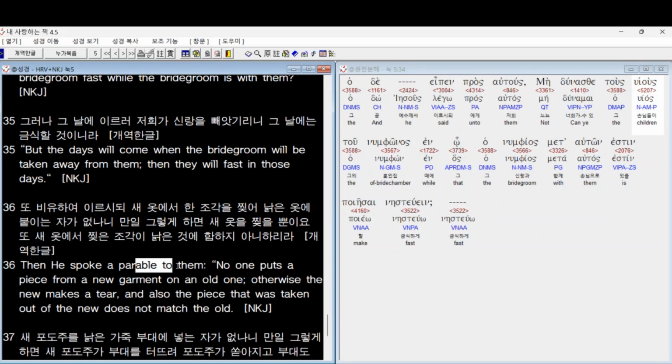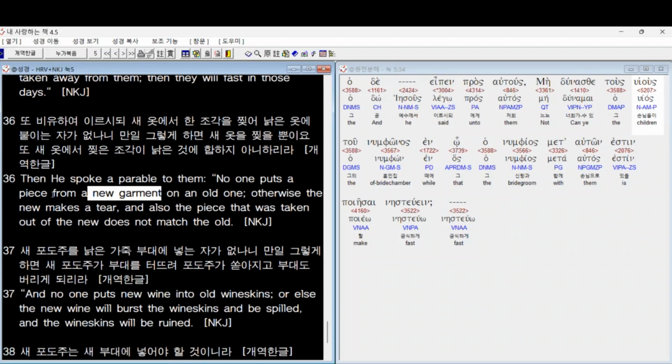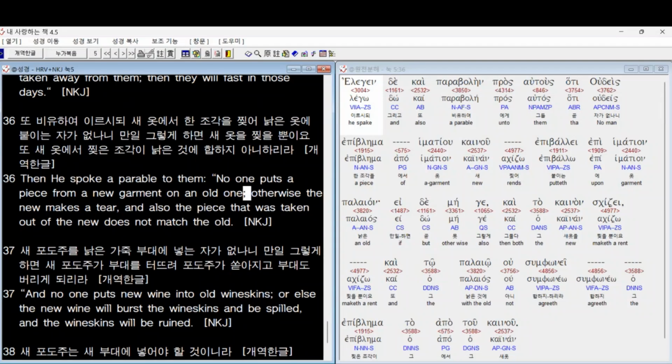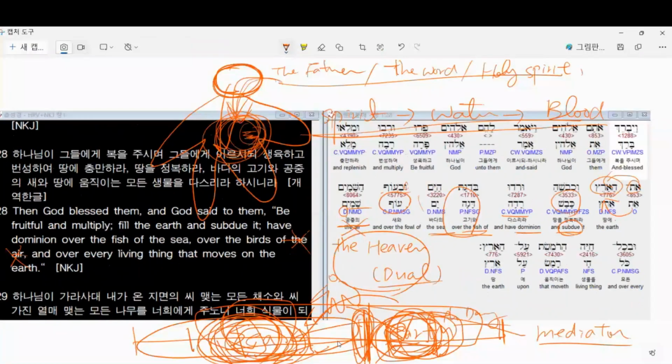He spoke a parable to them. No one puts a piece from a new garment. So new garment is the knowledge of Christos Jesus. To an old one is the Pharisees, Sadducees, scribes, those leaders of the Jews, their teaching. Otherwise, the new makes a tear. Also, the piece that was taken out of the new does not match the old. Absolutely, right? One day through the fifth day knowledge totally does not match with the sixth and seventh day knowledge, right?